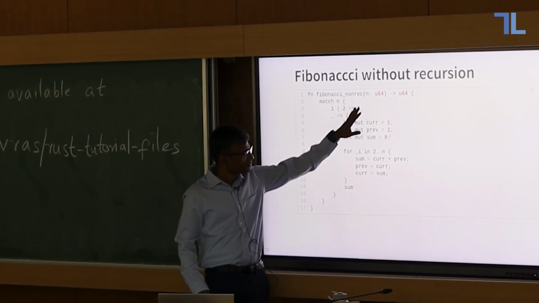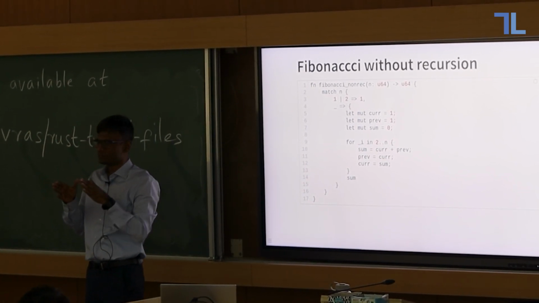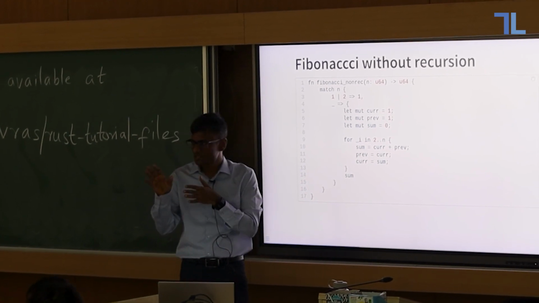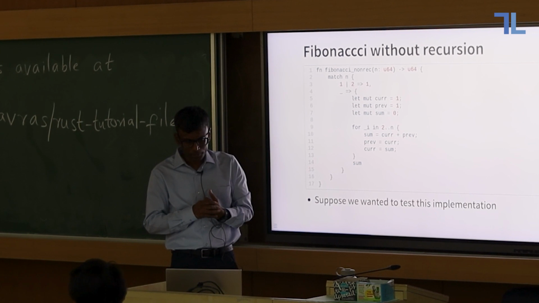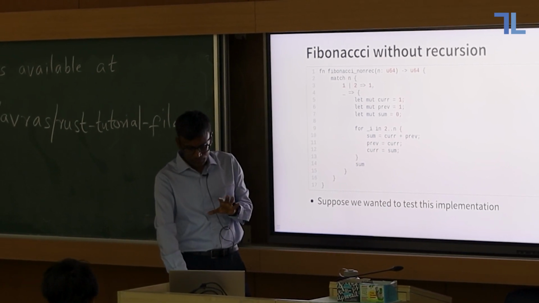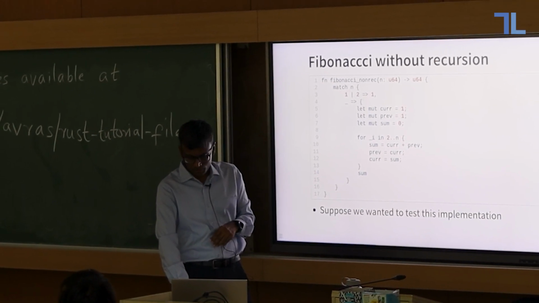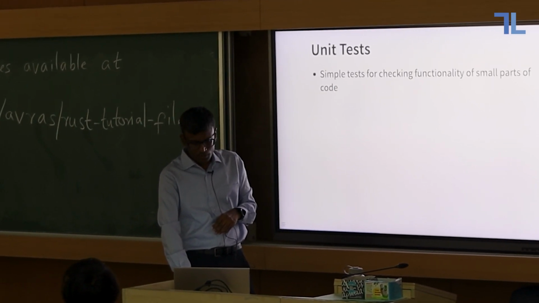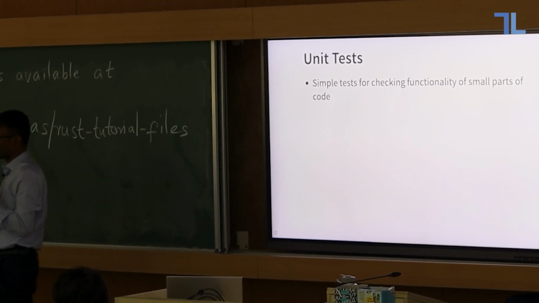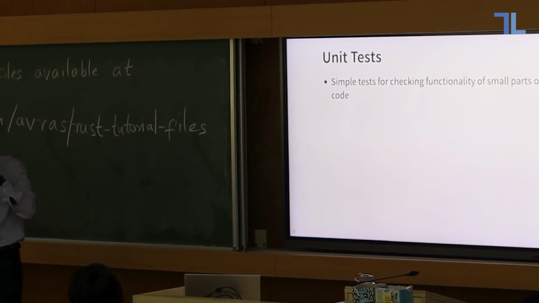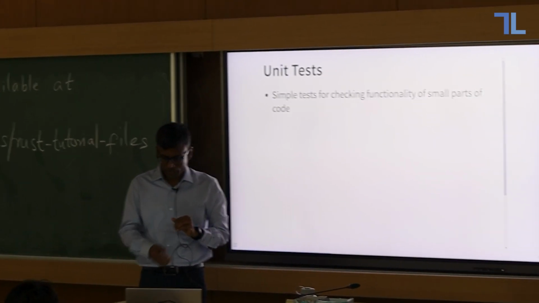So this looks fine, but it is not as easy to check as the recursive example, because there is a loop here. The recursive example had this nice form which is similar to the formula. Suppose I wanted to test this implementation. This allows me to introduce something called unit tests. Suppose you have some programs you write in Rust and you want to test them. Unit tests are simple tests for checking functionality of small parts of code. Suppose you have a function and you just want to check that function, you can use unit tests.